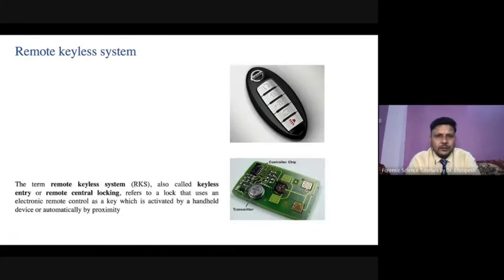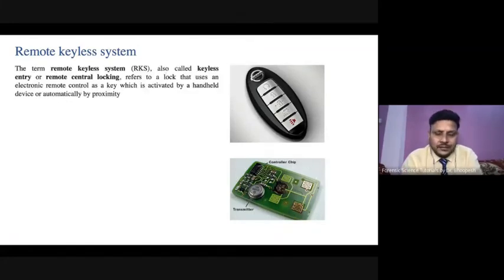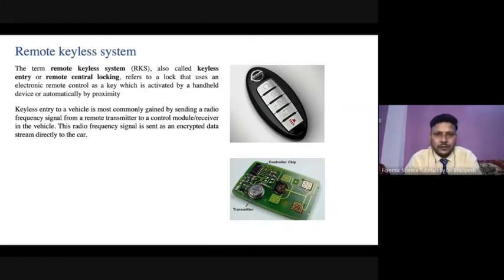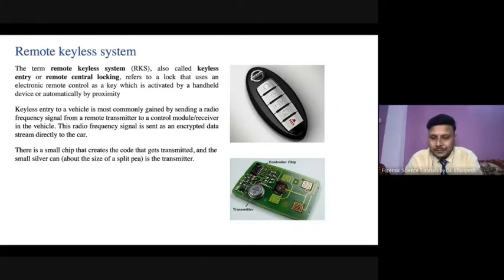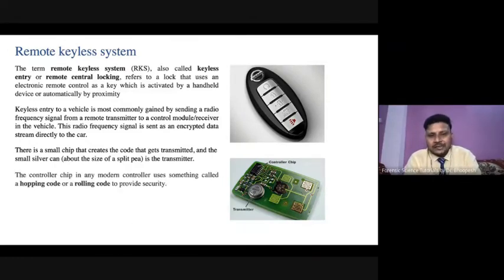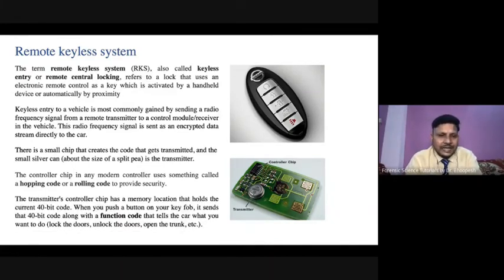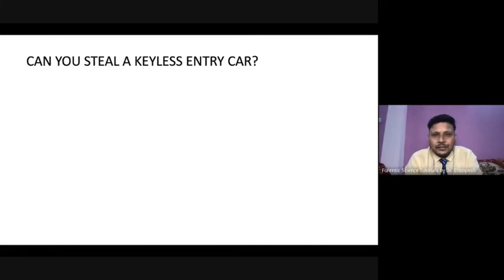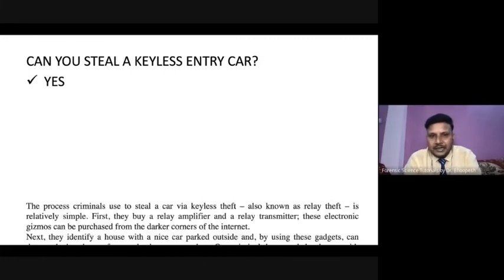Now we have talked about the remote keyless system, when we enter into a car. Please, students, do try to identify how these things work, how the enrollment of the key system works, and how the rolling code and everything works. I would like to give you an example here. Can you steal a keyless entry car? Yes, thefts are happening. That's why we require a forensic expert to identify how it happened and who did it.